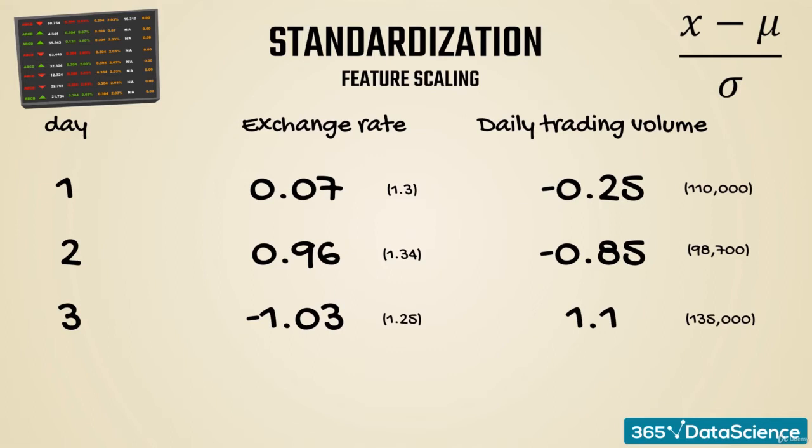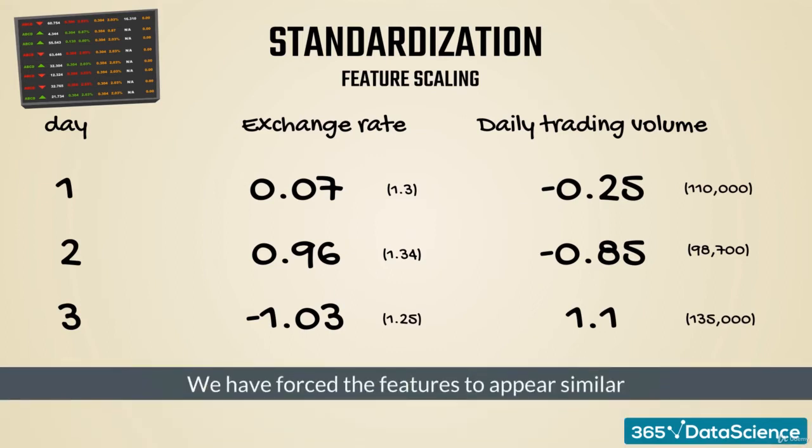In this way, we have made figures of very different scales appear similar. That's why another name for standardization is feature scaling. This will ensure our linear combinations treat the two variables equally. Also, it is much easier to make sense of the data.